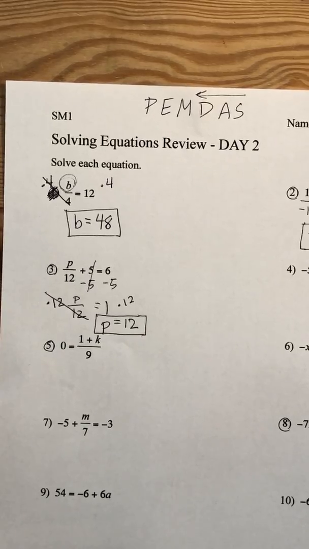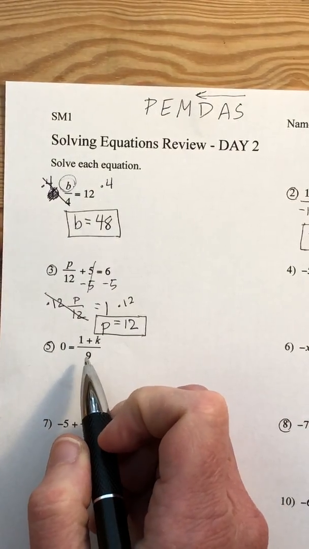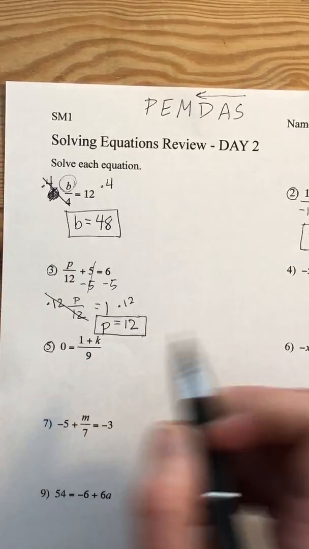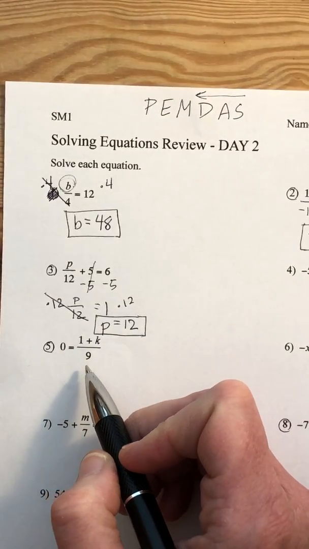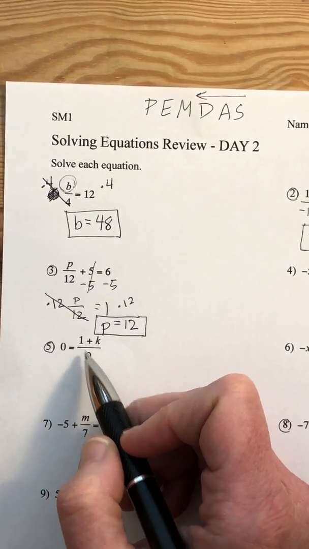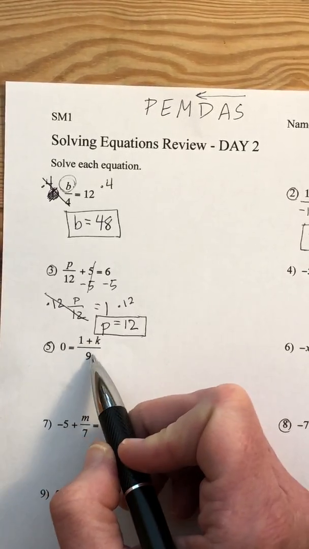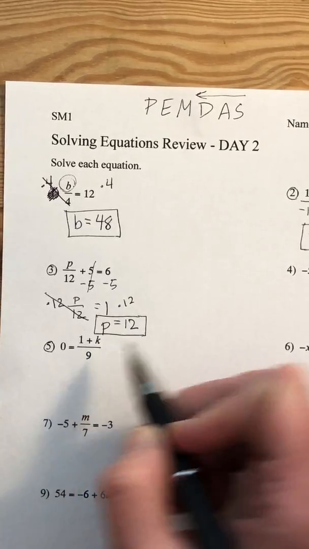All right, now let's take a look at number 5. We have 0 equals 1 plus k over 9. So to get the k by itself, we need to get rid of the 1 and we need to get rid of the 9. Now, can we get rid of that 1 first here? No, we can't because this whole thing is being divided by 9. We can't break up the k and the 1 until the 9 is gone.